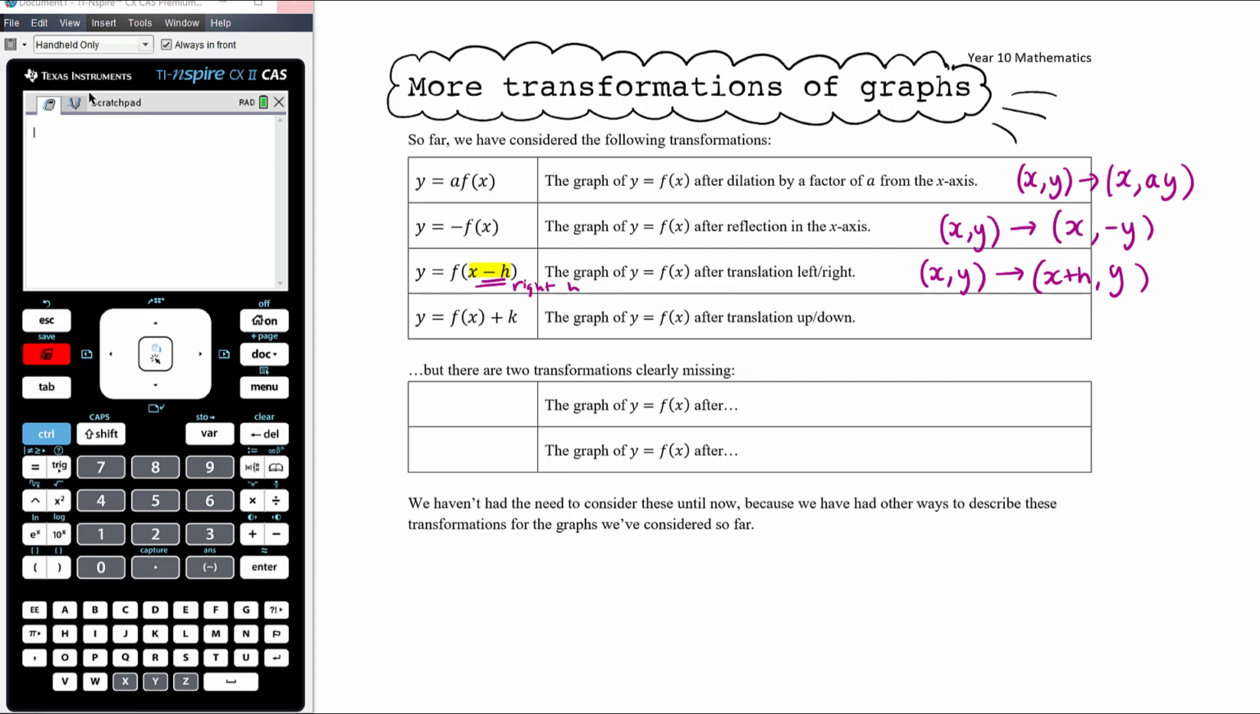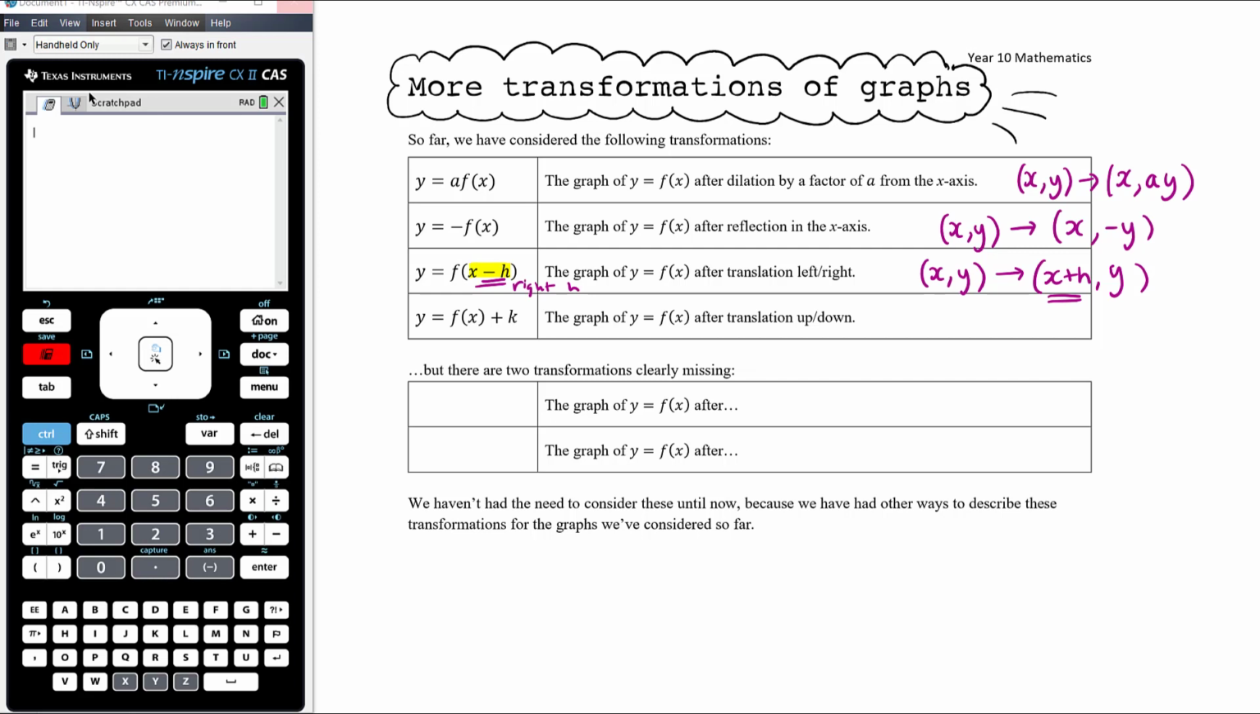Now down the track, in fact not till year 12, will you see why, when we add onto the x coordinates to move a graph right, the equation looks like a subtraction. You'll see that in year 12 when we look at the transformations in more depth.